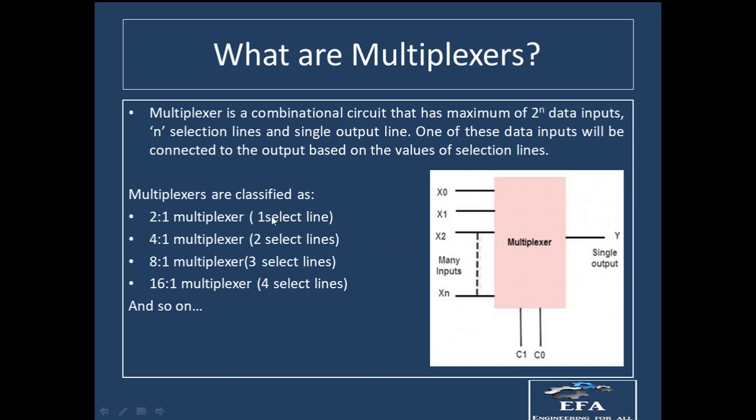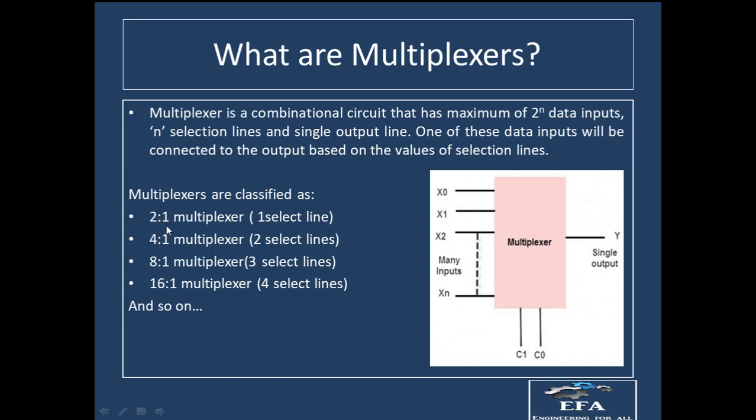So when we talk about the multiplexers, they can be classified into various types. We can have 2 is to 1 multiplexer in which only one select line is there. After that we're having 4 is to 1 multiplexer, 8 is to 1 multiplexer, 16 is to 1. The number of select lines depends on what kind of multiplexer we are taking, that is, how many input lines are coming into the multiplexer.